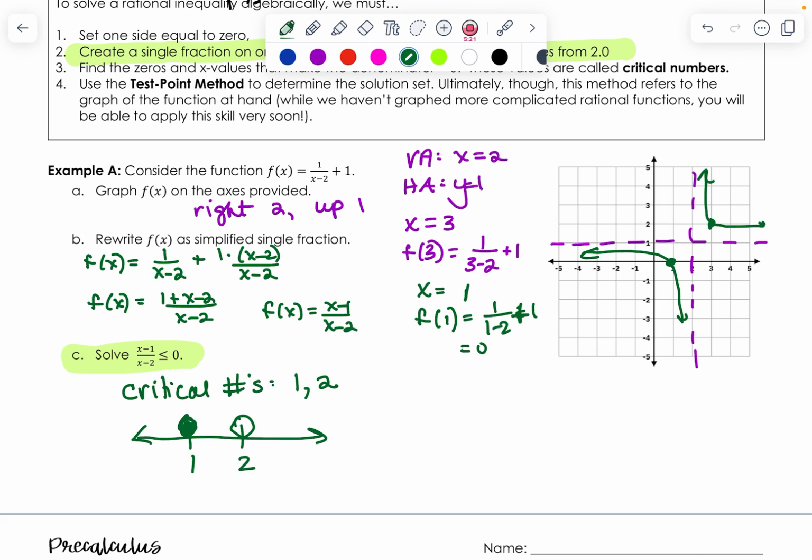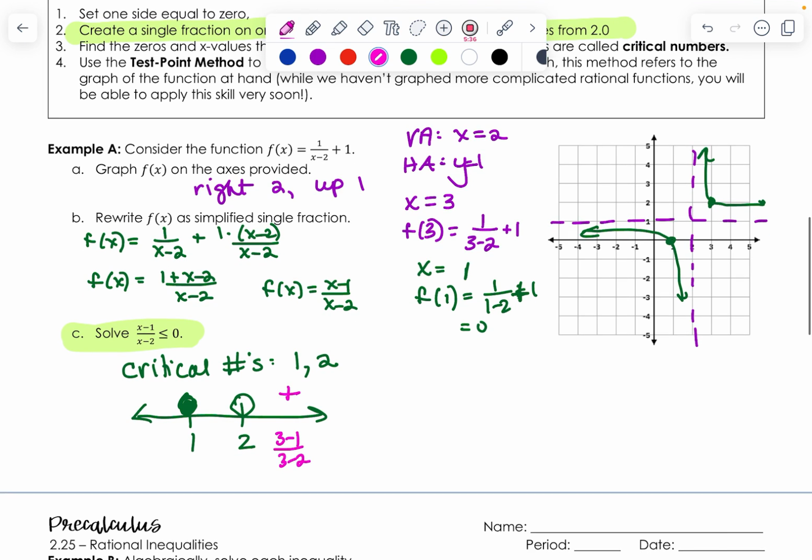Then I'm going to do my test points. If I plug in 2, you'd get 2 minus 1. Or I don't want to plug in 2, sorry. It has to be to the right of 2, so let's try that again. That's 3 minus 1 over 3 minus 2. That's positive. What if I do, say, 1.5? So 1.5 minus 1 over 1.5 minus 2. So positive over a negative. Let's try 0. A negative over a negative is positive. So this would be bracket 1, comma 2.